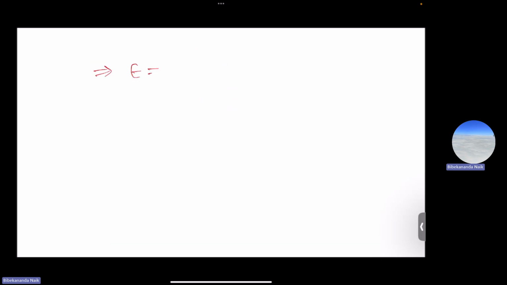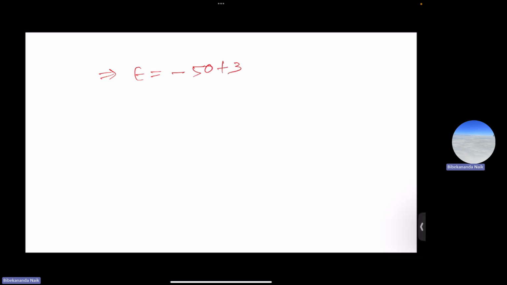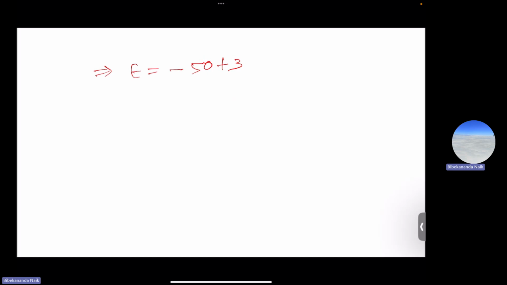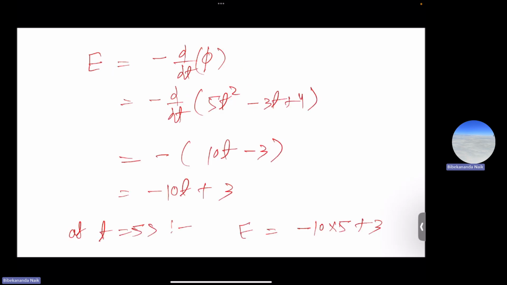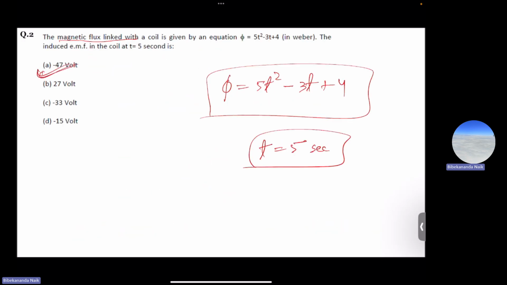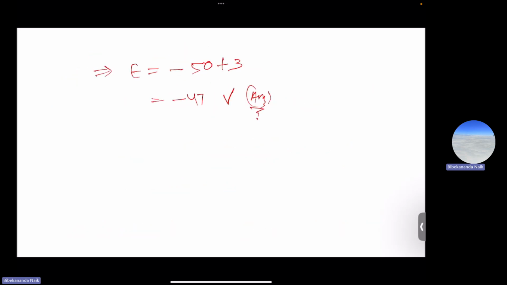That implies E is equal to minus 50 plus 3, which is minus 47 volt. So the correct answer is option A, minus 47 volt. Let's move to the next question.